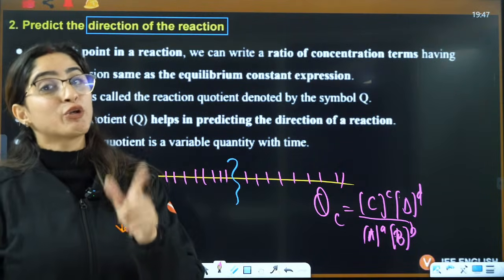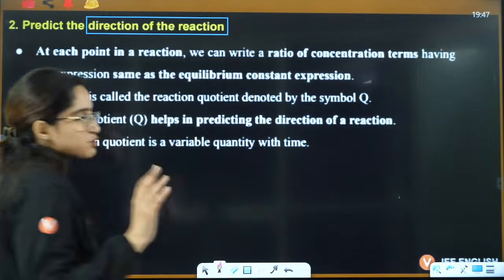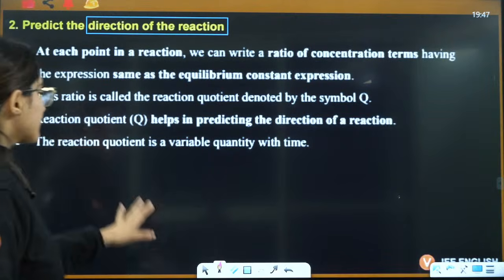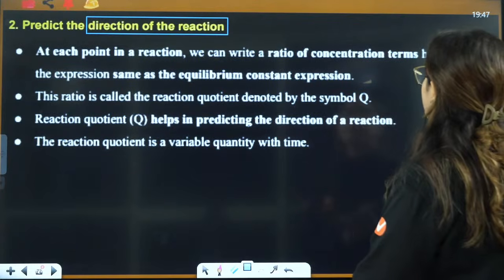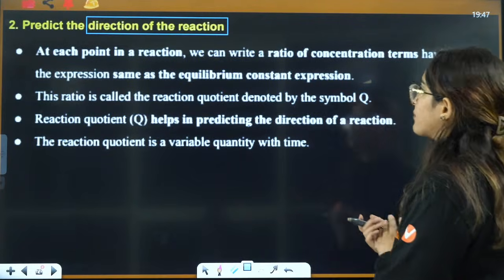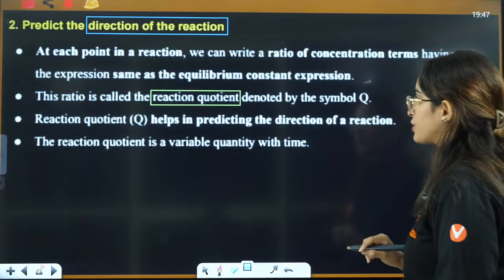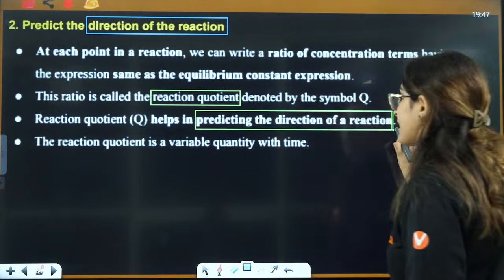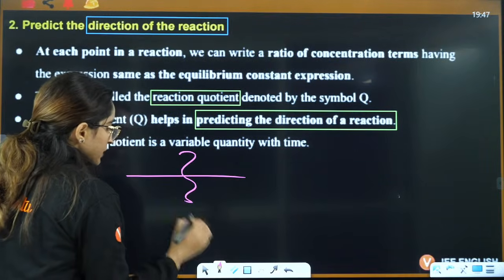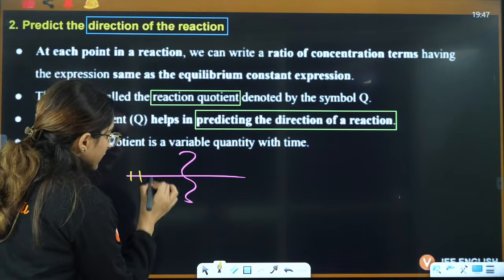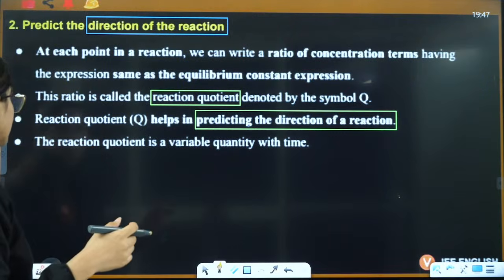And Qc is the thing that you use in the Nernst equation, right? In class 12, you will use that. Those who are in class 12 already know what I am talking about. So, at each point we can write the ratio of concentrations with an expression the same as the equilibrium constant. When you write any concentration apart from equilibrium, that is the reaction quotient, and it helps in predicting the direction of reaction. And it is variable. If you put the concentration here, here, here, it will change, and that's why it is a variable quantity, right?